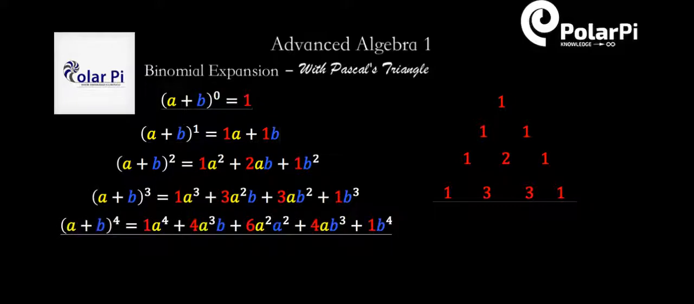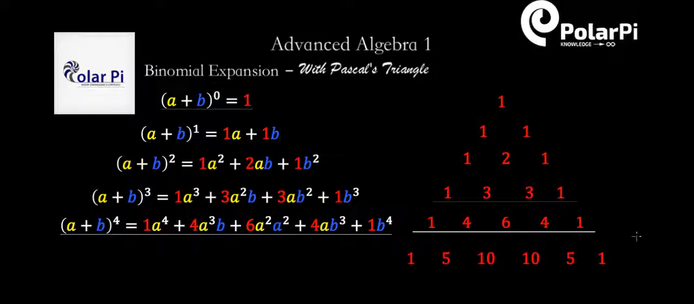Next, you get it, right? And here's the next line in Pascal's triangle, and this 4 is the sum of 1 and 3. The 6 is the sum of 3 and 3, and this second 4 is the sum of 3 and 1.